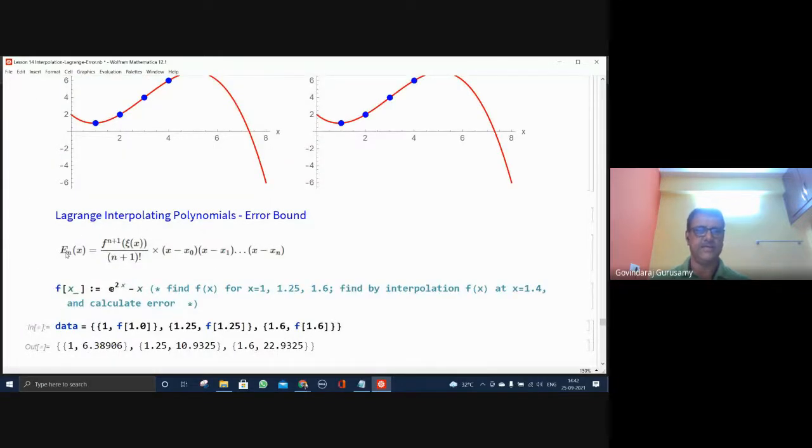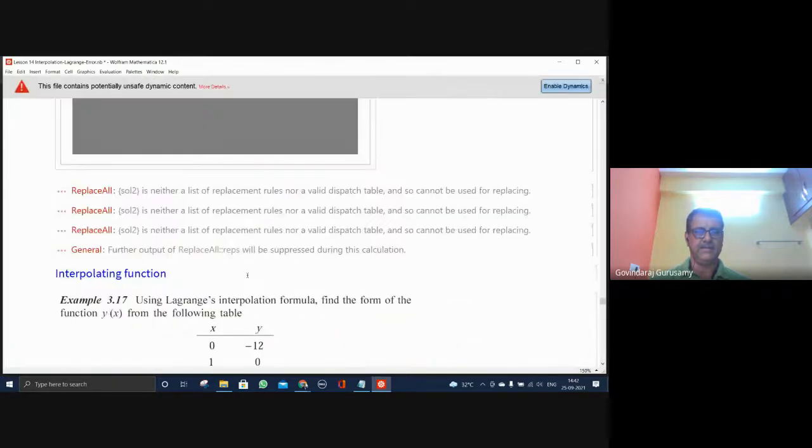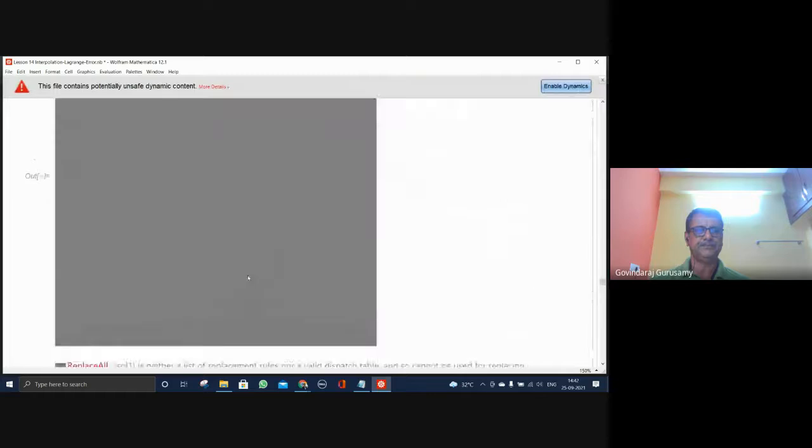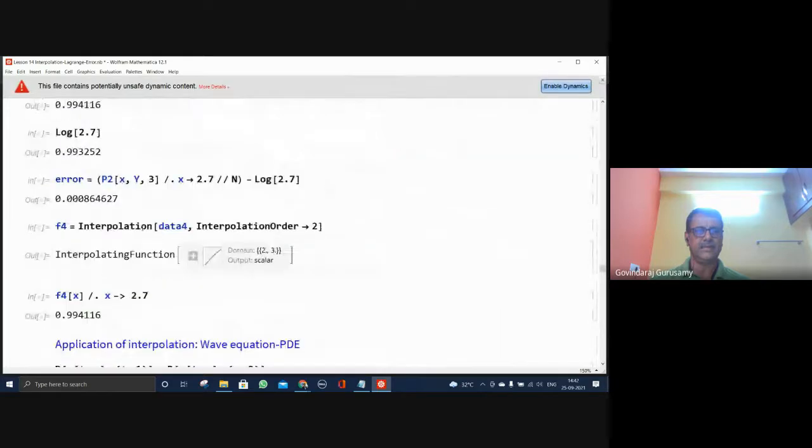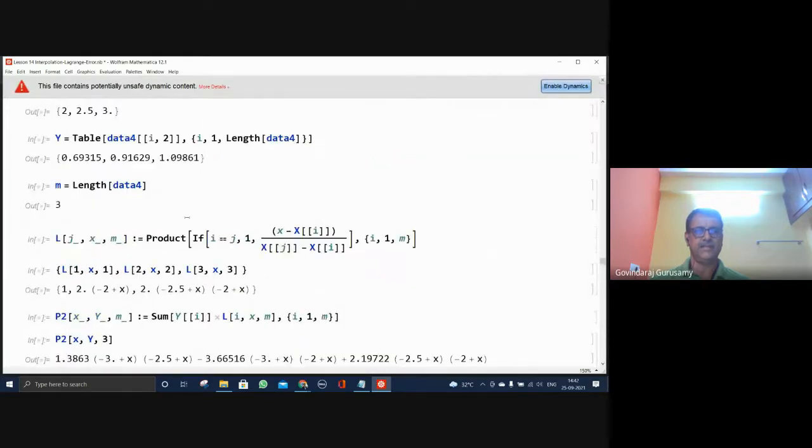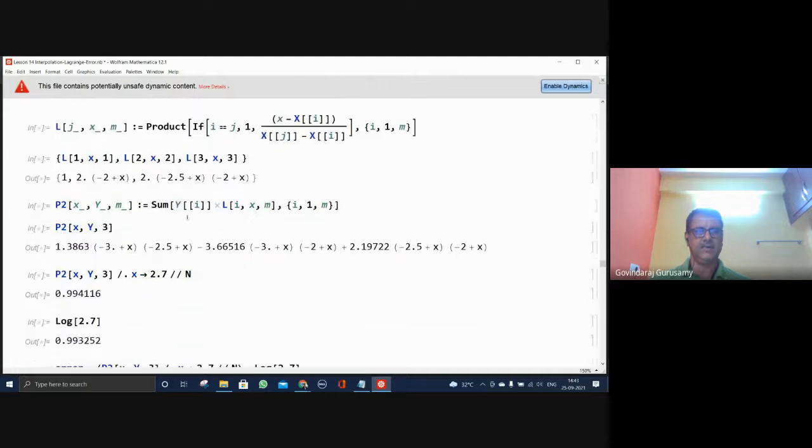There is an error which is bound within that region of xi of x. There is a certain region of x. For the corresponding xi, there's going to be an error. So that is the error bound, and that is being evaluated by using this expression. And probably you can try for this data 4, which is calculated here.